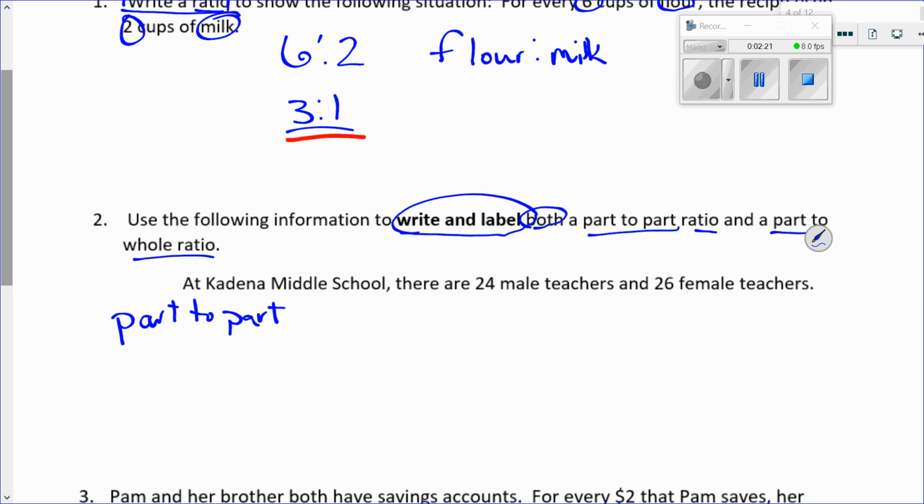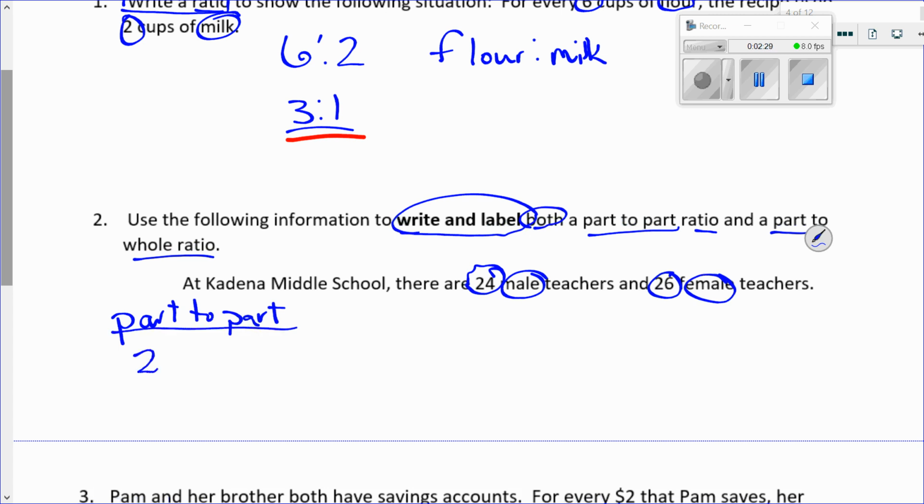And here's the information they gave us. There's 24 male teachers and 26 female teachers. So my part-to-part ratio would be 24 to 26. It did say label, so I should have had male to female. And as always, we should have simplified. That is the complete answer to half of the question.